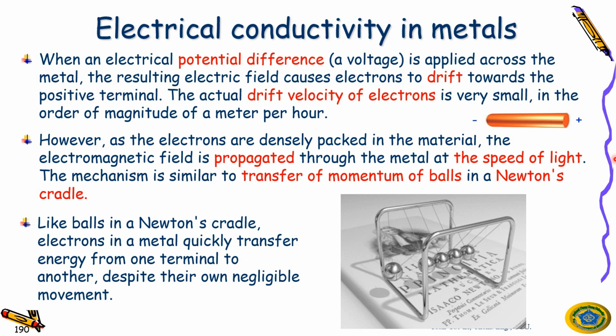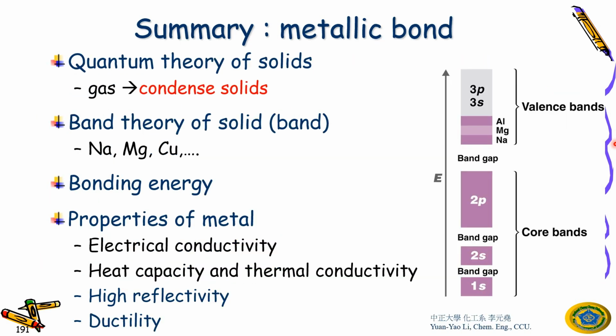So another way to talk about electrical conductivity in metal is what we call Newton's cradle. Okay, so one electron here starts to move. It doesn't move from here to here. It pushes the electron from here to go to this place. So that's why we call it Newton's cradle. Okay, just for your information. So this is a summary of the metallic bonds.